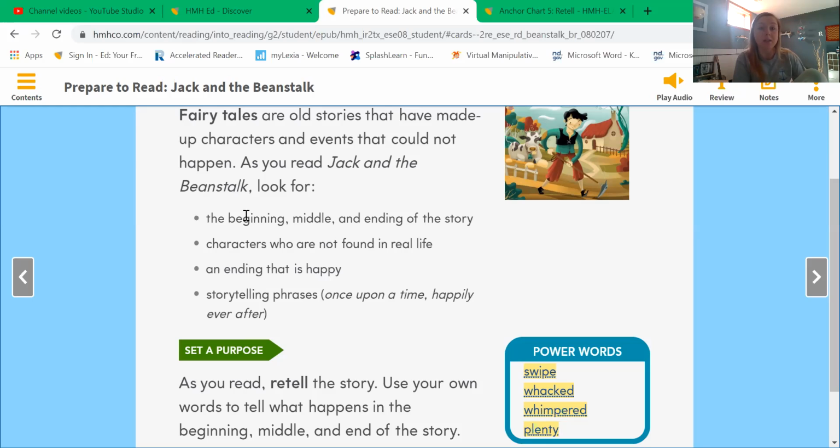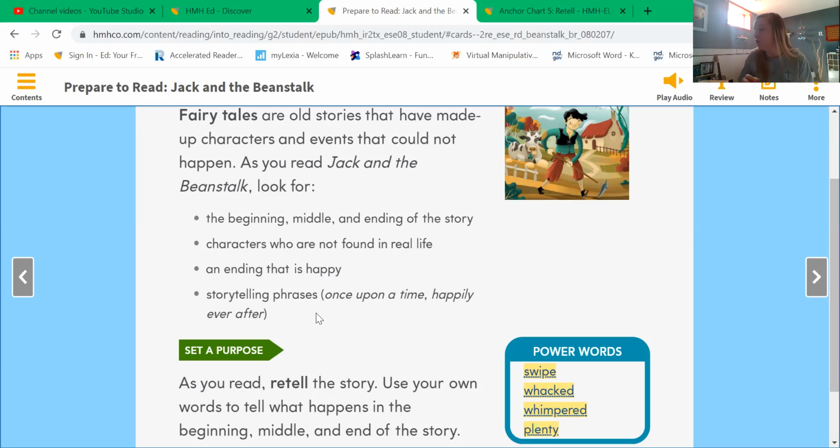So I want you to focus on those beginning, middle, and ending parts of the story. Characters in fairy tales are not found in real life. There's always a happy ending to a fairy tale, and storytelling phrases like once upon a time are in fairy tales, or they lived happily ever after. So those are some key things in fairy tales.